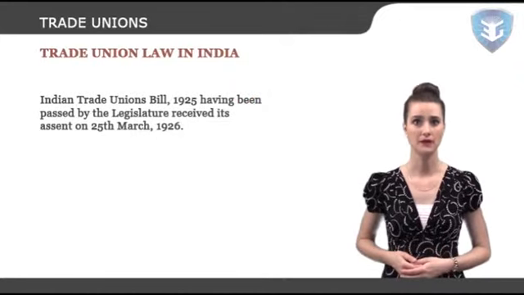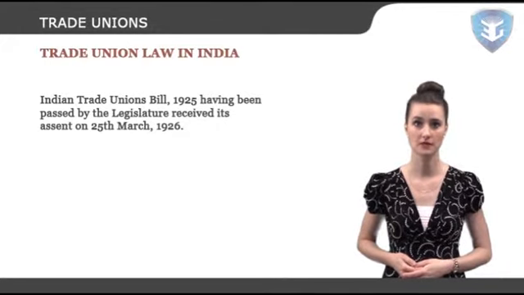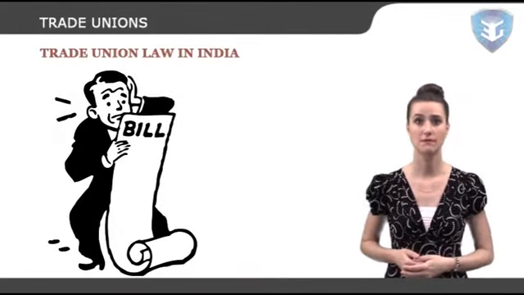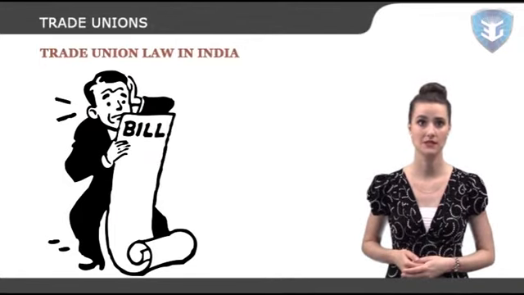The Indian Trade Unions Bill 1925 had been passed by the legislature and received its assent on 25 March 1926. It came into force on 1 June 1927 as the Indian Trade Unions Act 1926, 16 of 1926. By Section 3 of the Indian Trade Unions Amendment Act 1964, 38 of 1964, the word Indian has been omitted and it is now known as the Trade Unions Act 1926, 16 of 1926.